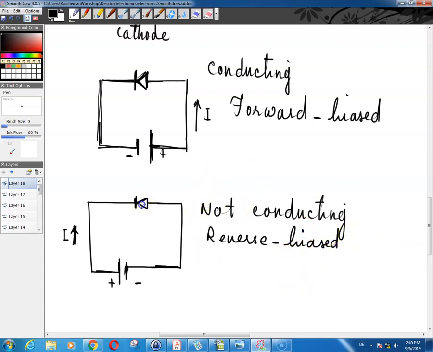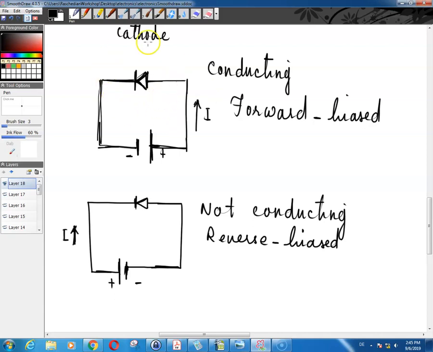So when your diode is reverse-biased, it's not conducting electricity, and reverse-biased means exactly this: your cathode is connected to the positive pole of your power supply, and your anode is connected to the negative pole. And when your diode is forward-biased, it is conducting, and forward-biased means that the cathode is connected to the negative and the anode is connected to the positive. That's all that the diode does.